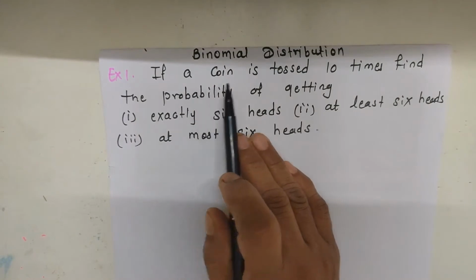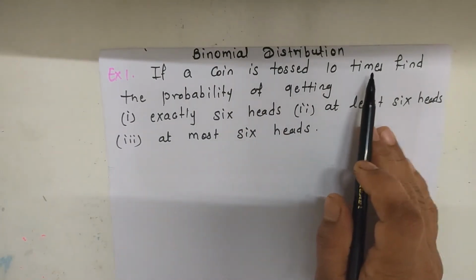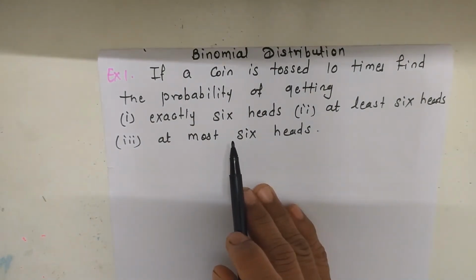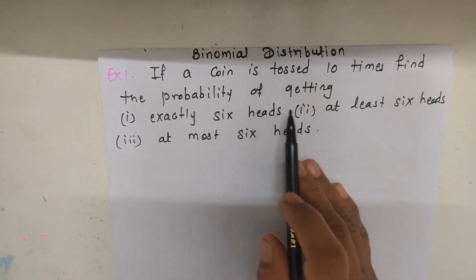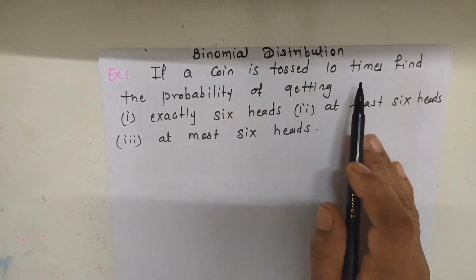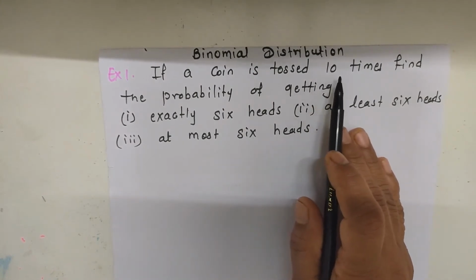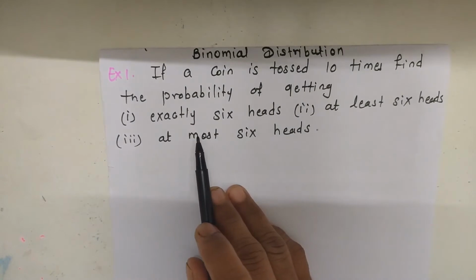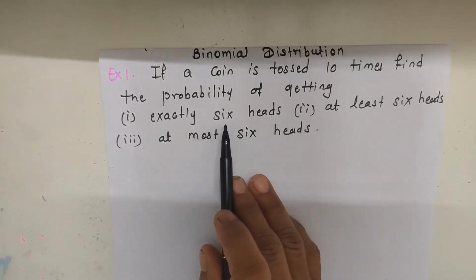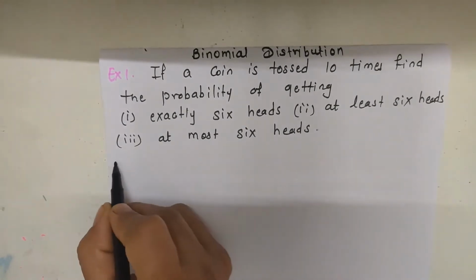Here, a coin is tossed 10 times. So, the repeated tosses of a coin are Bernoulli trials. So, n is equal to 10. Here, the number of trials is equal to 10 and x denotes the number of heads in an experiment of 10 trials.